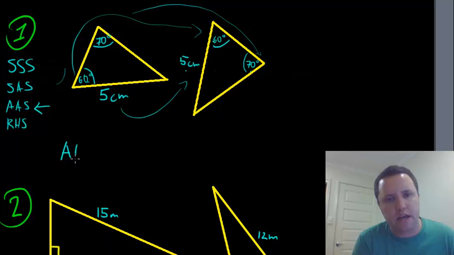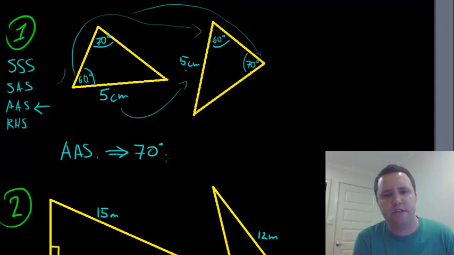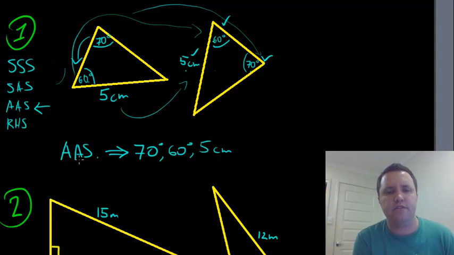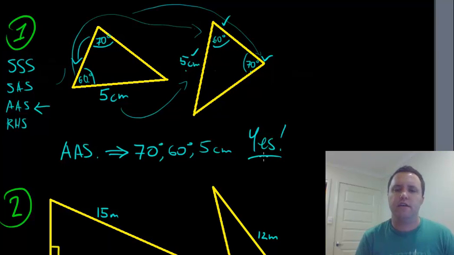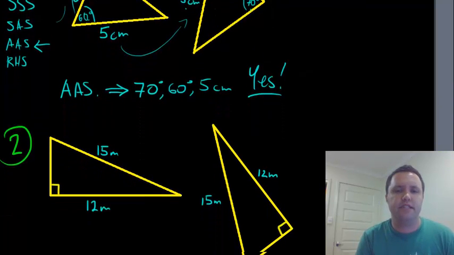So we have two equal angles and an equal side, and that means that we can use the AAS rule, because we've got 70, 60, 5 centimeters. So that means we're going 70 degrees, 60 degrees, in the order as we look around our triangle: 70, 60, 5 centimeters. So we have the AAS rule here. Angle, angle, side. So these are congruent. Okay. Right. Let's move on to the next one.